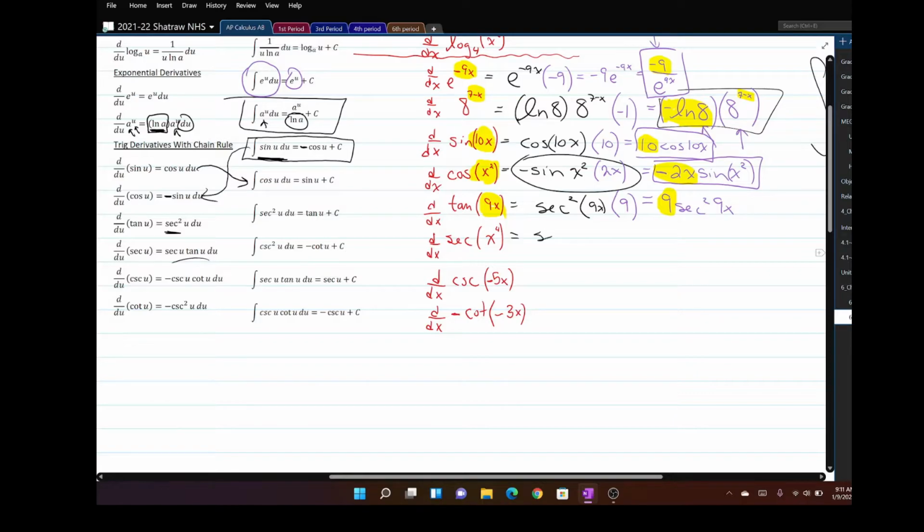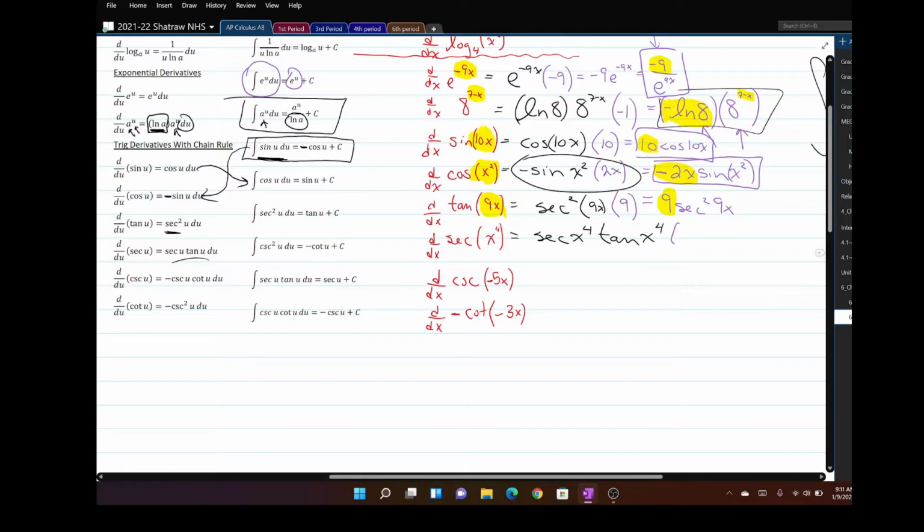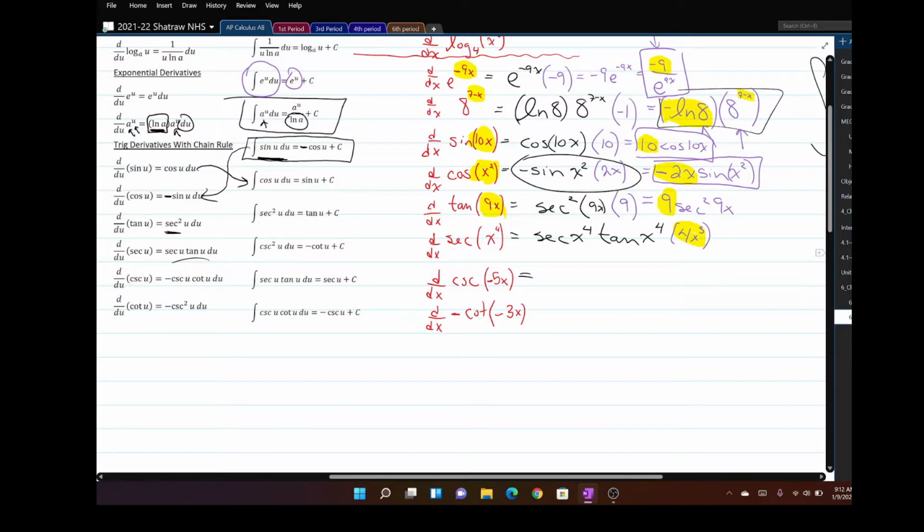So I'm going to get a secant, and that's going to be an x to the fourth because that's my u. I'm going to have a tangent, and that's going to be x to the fourth, and that's my u. And don't forget my chain rule piece, which is the derivative of x to the fourth, which is going to be 4x cubed. And that chain rule piece should come out in the front if I'm writing my final answer. But I'm moving on now because I've already spent a lot of time on these, okay?